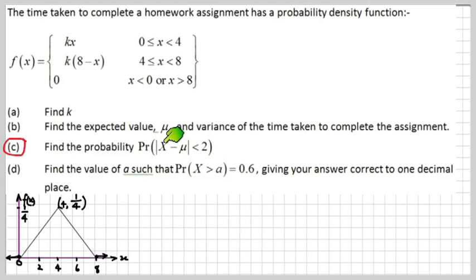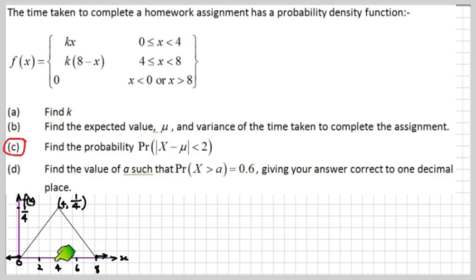Now, I want you to think for a minute. What is mu? You know what mu is. Mu is 4, isn't it? Now, think about x minus mu. It's saying that the absolute value of x minus mu has got to be up to but not including 2 units. Now, if you're in doubt, think about some values, guys.